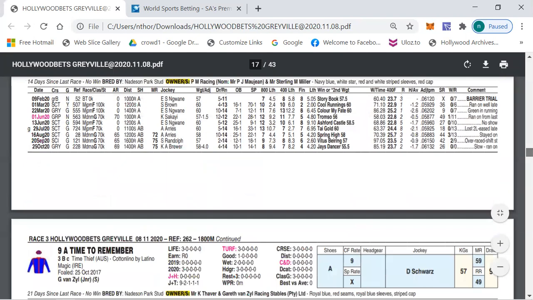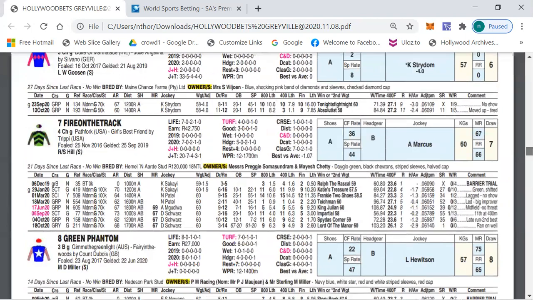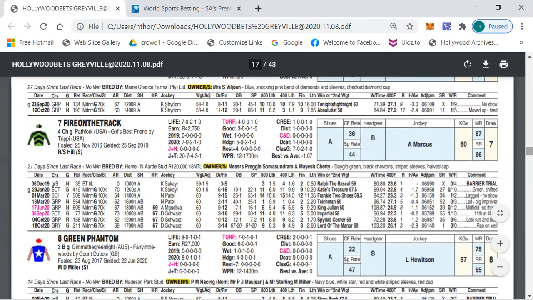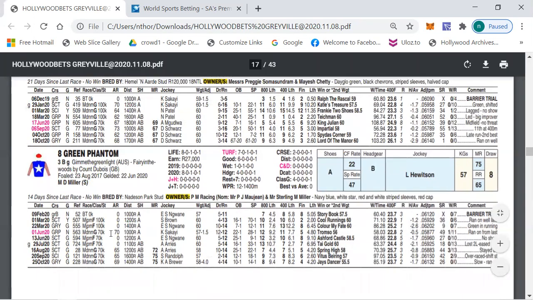Here we have the favorite, number 7, Fire on the Track, Robbie Yield stable, Anton Marcus on board. This horse has run two decent races, the last two runs, and will definitely be involved in the finish. Going over the 1800 for the first time, but I think the distance shouldn't be a problem. My outsider selection here is number 8, Green Phantom, Lyle Hewitson. This horse has also been running on nicely. Second fastest, and this horse keeps on running, and I do think that the 1800 meters today will definitely be down the alley of Green Phantom.